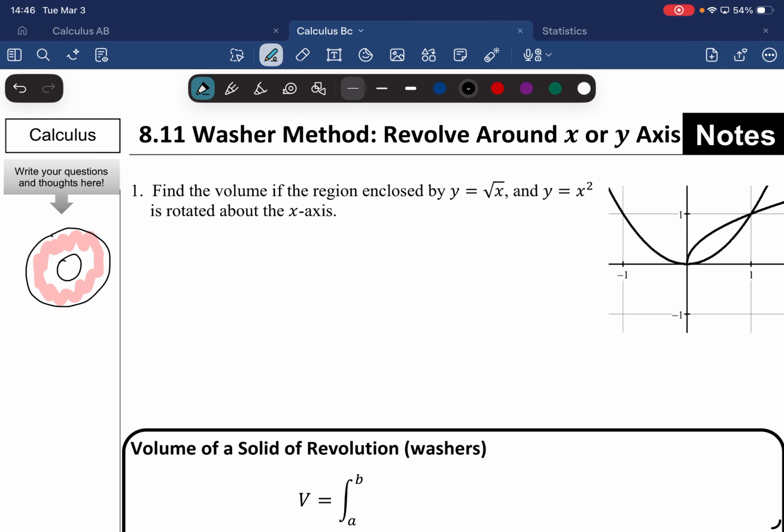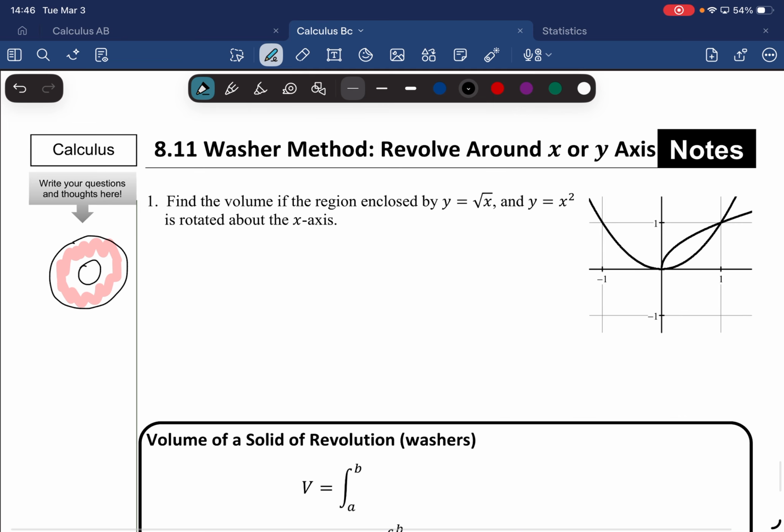Are we ready? Okay. So we're going to find the volume of the region enclosed by y equals square root of x and y equals x squared, and it's rotated about the x-axis. So same thing that we were doing the other day. We just know now that there is going to be a space between, and so we use what is called the washer method.